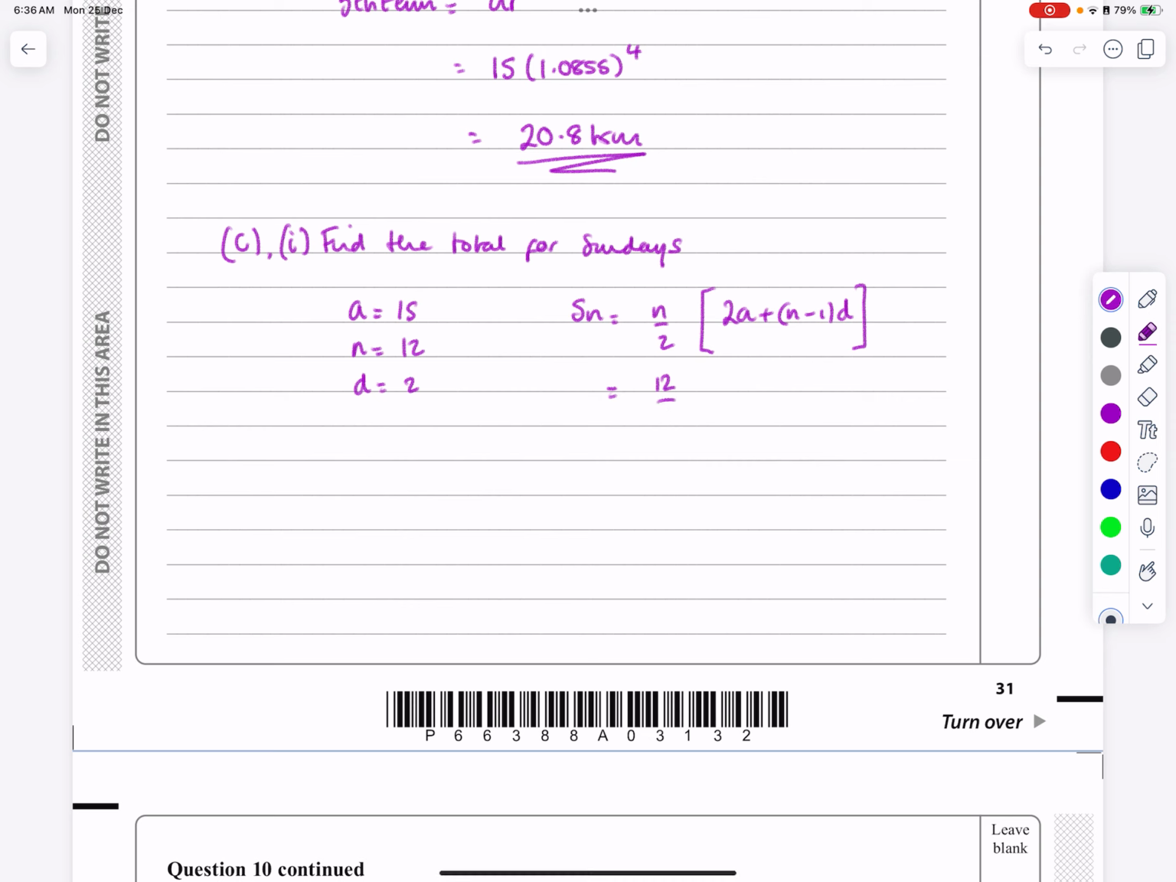So stick this in. 12 over 2, 2a, 2 lots of 15, plus n minus 1 is 11 if n is 12, 11 times 2. Okay, just work that out. It works out to be 312 kilometers apparently.